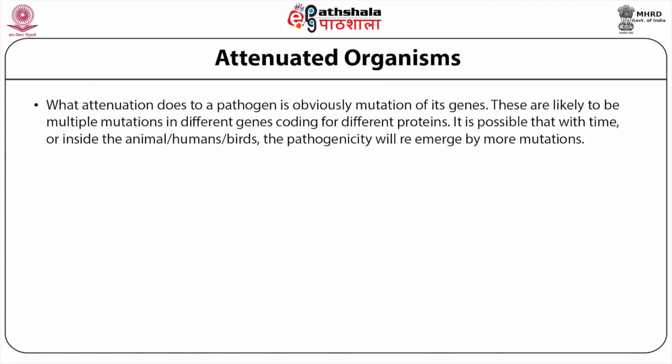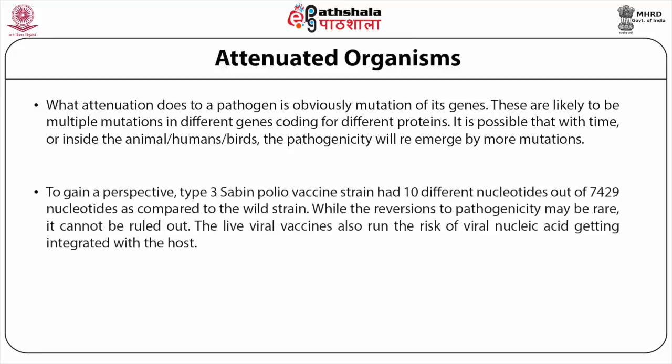What attenuation does to a pathogen is obviously mutation of its genes. These are likely to be multiple mutations in different genes coding for different proteins. It is possible that with time, or inside the animal, humans, or birds, the pathogenicity will re-emerge by more mutations. To gain a perspective, the type 3 Sabin polio vaccine strain had 10 different nucleotides out of 7,429 nucleotides as compared to the wild strain. While reversions to pathogenicity may be rare, they cannot be ruled out.